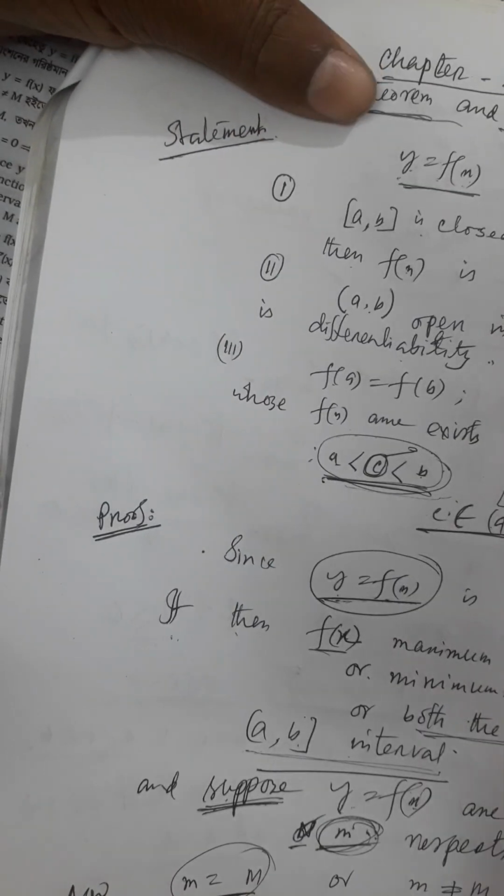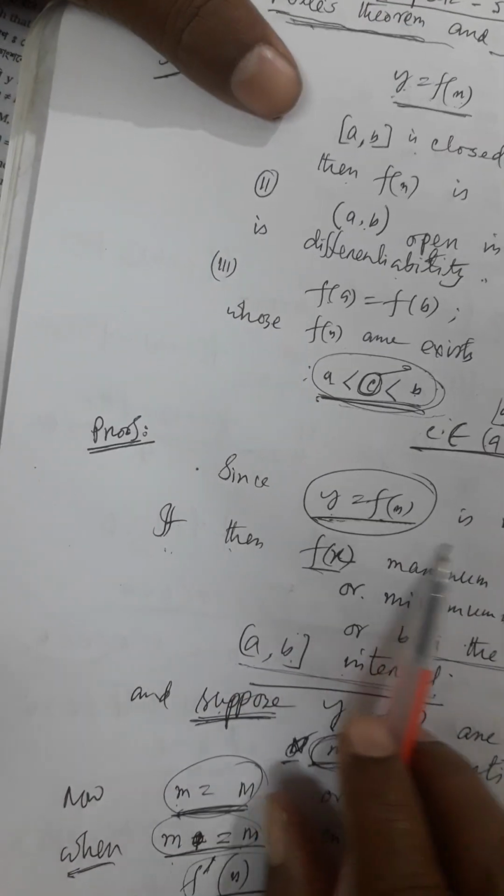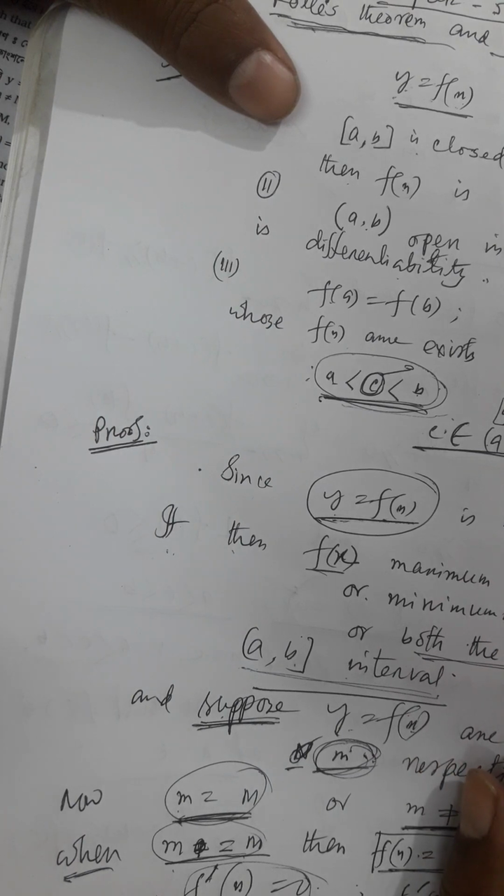Just the statement and proof, since y equal to f of x is continuous on a to b.